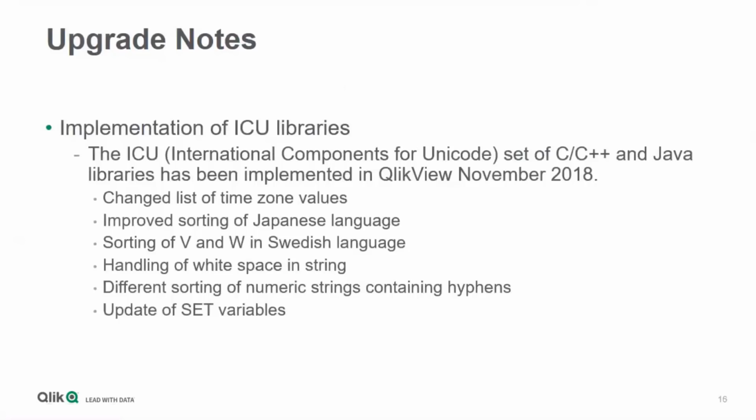These basically have impacts on time zone values, improved sorting for Japanese language, sorting of V and W in Swedish language, handling white space and strings, different sorting of numeric strings containing hyphens, and update of set variables. This is in the release notes, so again, be sure you read the release notes. There's additional information in there.